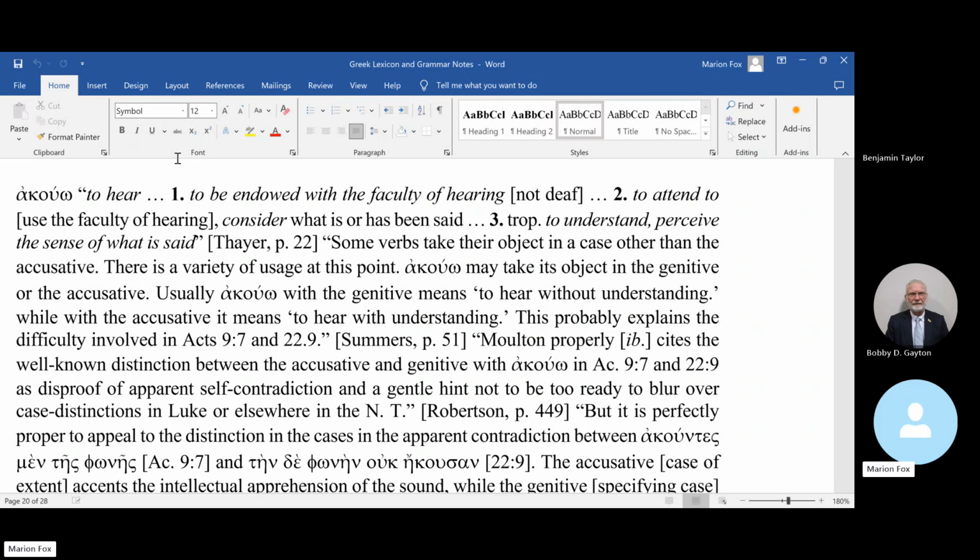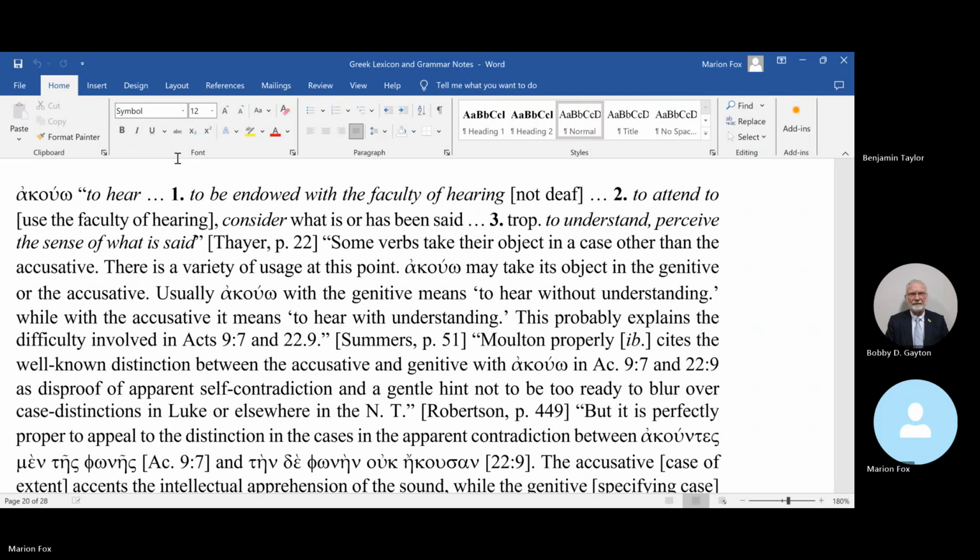And so when it said they heard the voice, it's akuo with the genitive, but they heard without understanding. When they said they didn't hear, it's with the accusative, which is to hear with understanding. And so it's a different case. That help a bit?